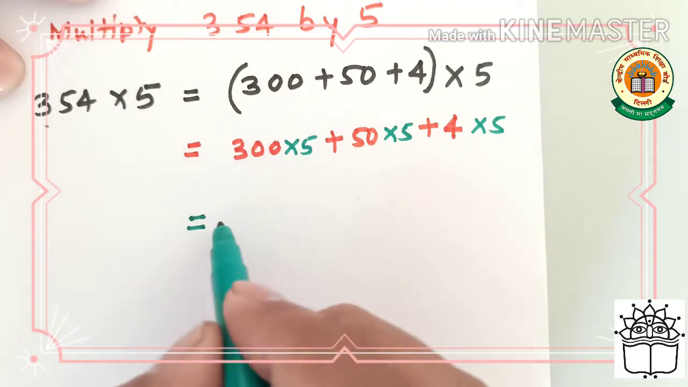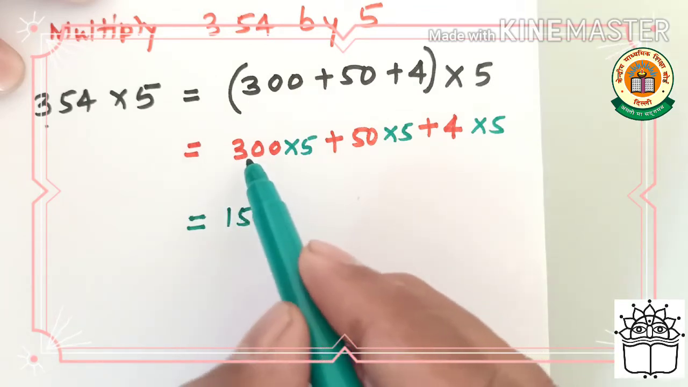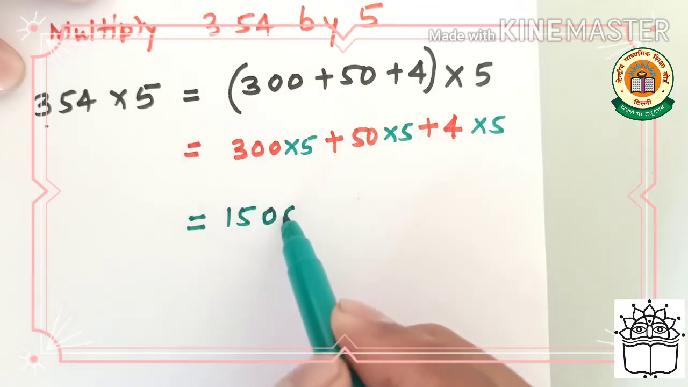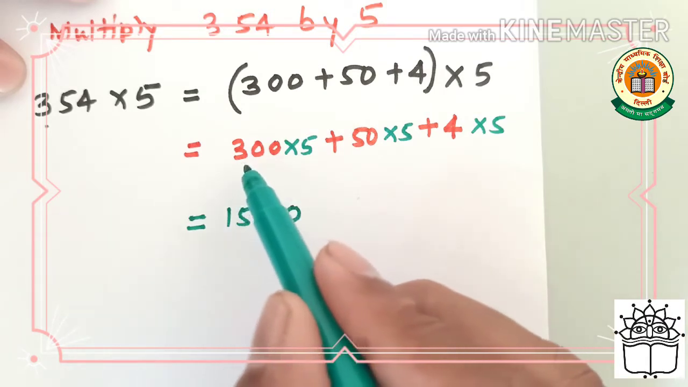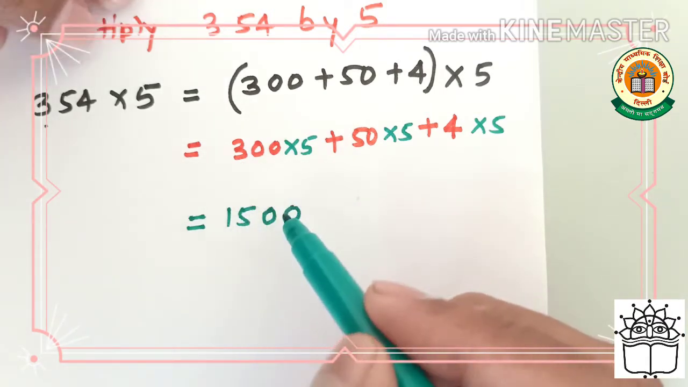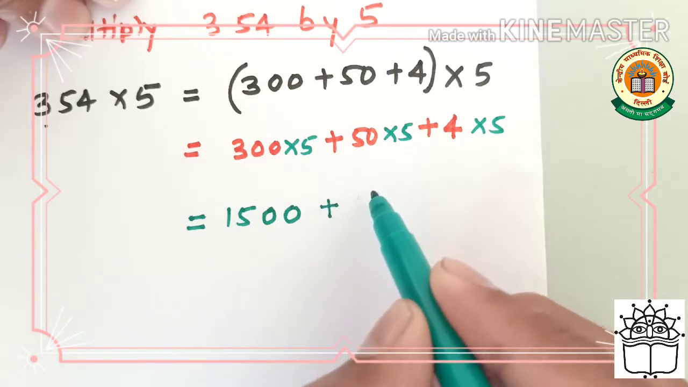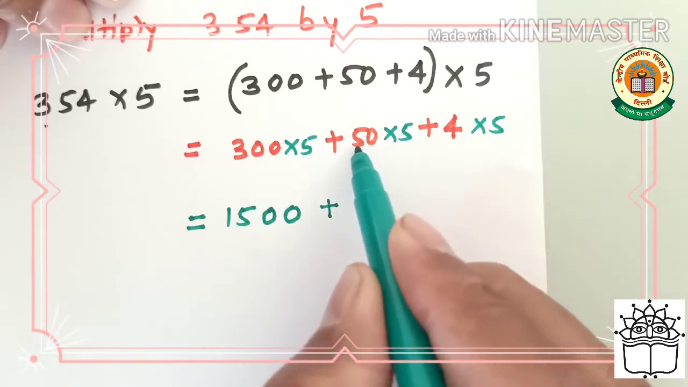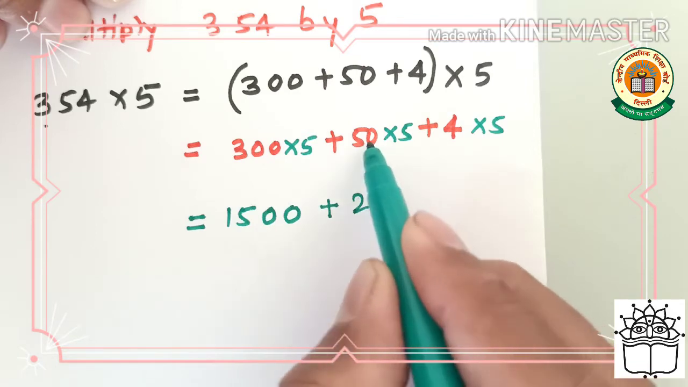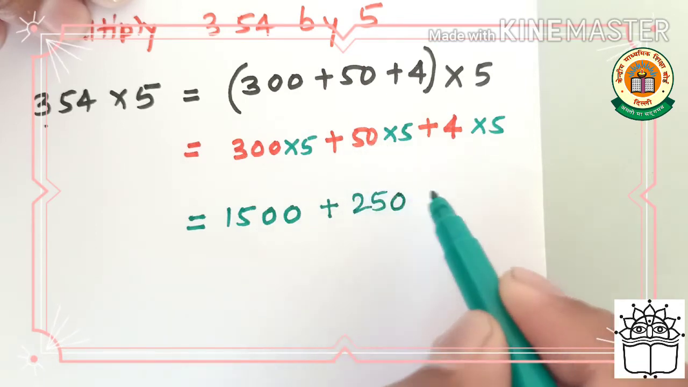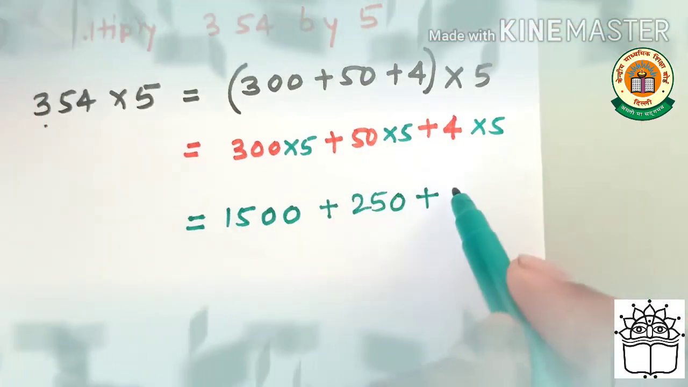So here 3 5s are 15. Okay, and there are 2 zeros, so I added these 2 zeros. Directly you can say that 300 multiplied by 5 is equal to 1500. Plus sign will be as it is. Then 50 multiplied by 5, 5 5s are 25, okay, and this 0 I just put here directly. Then 4 5s are 20.